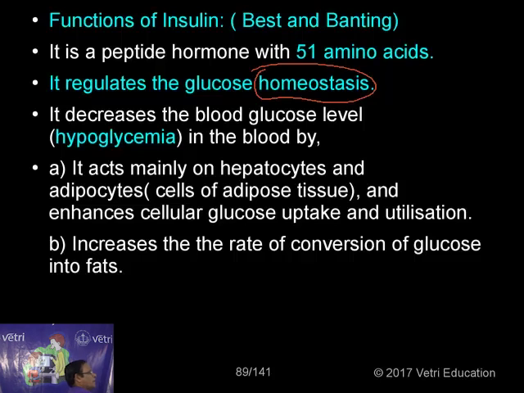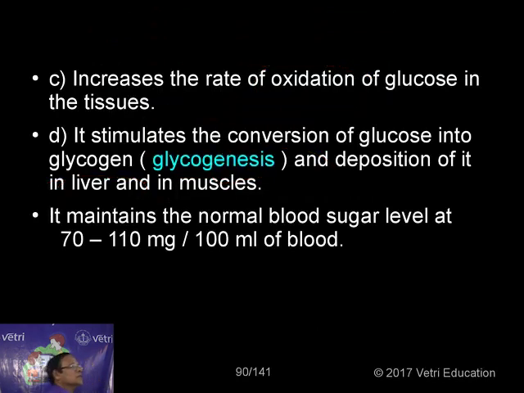I mentioned that it acts mainly on hepatocytes, the liver cells, and adipocytes, the fat cells in the adipose tissue. It enhances both kinds of cells to uptake glucose, making them take in more and more glucose. It stimulates these cells to uptake glucose, thereby promoting the conversion of glucose to glycogen. It also increases the rate of conversion of glucose into fats. Once glucose is taken into the liver, it is converted to glycogen. Once it is taken into the fat cells, the glucose is converted into fat, not stored as glycogen. These are all activities brought about by insulin, and all result in a decrease in the sugar level.